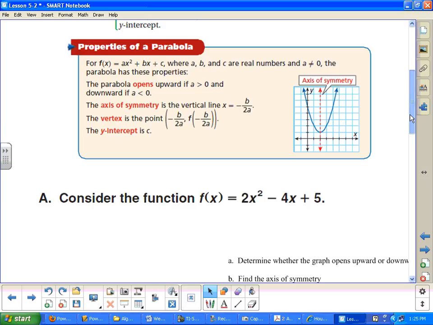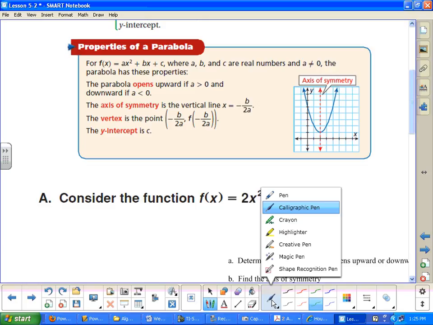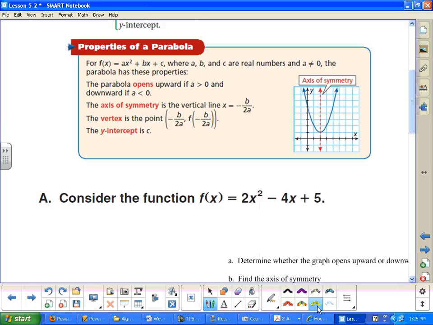The parabola opens up if a is positive, and it opens down if a is negative. The axis of symmetry is found by calculating x equals negative b over 2a.